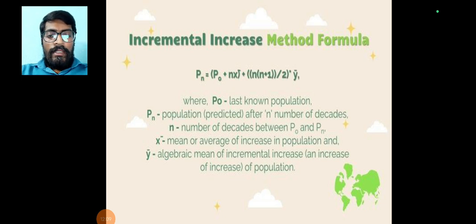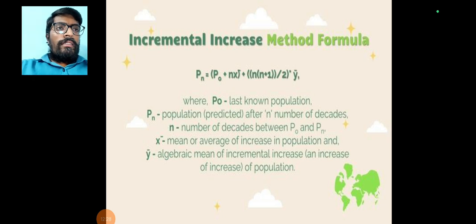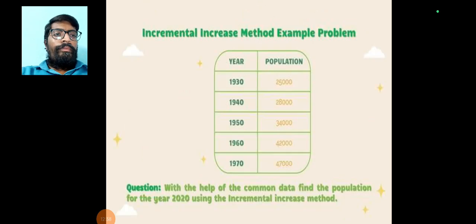So this method considers the incremental increase for calculating the future population. The incremental increase is determined for each decade from the past population, and the average value is added to the present population along with the average rate of increase.